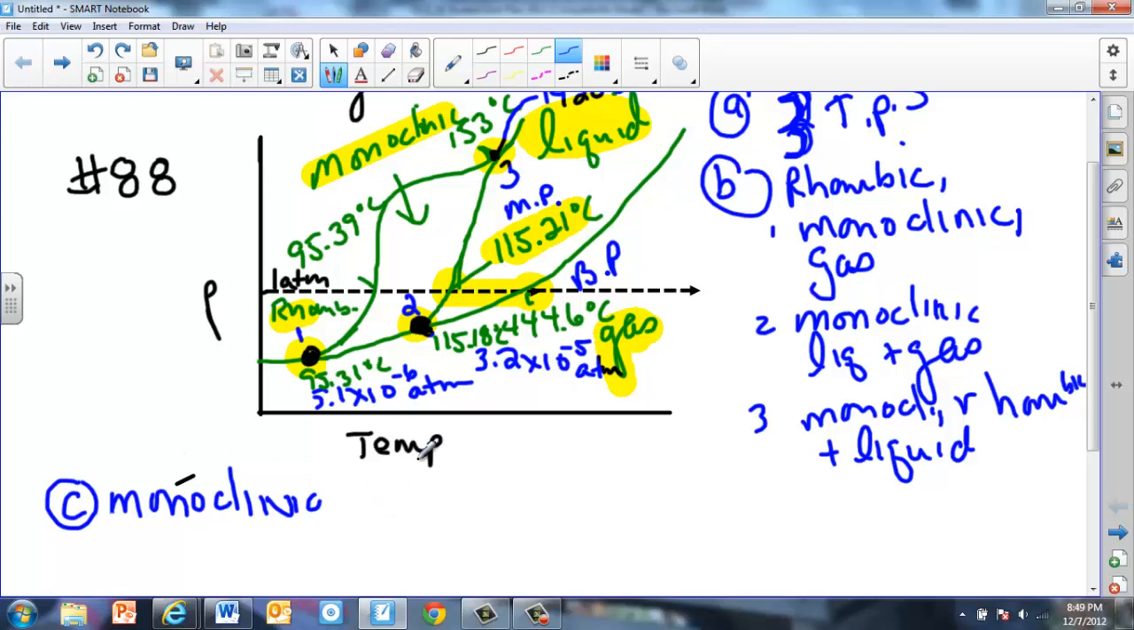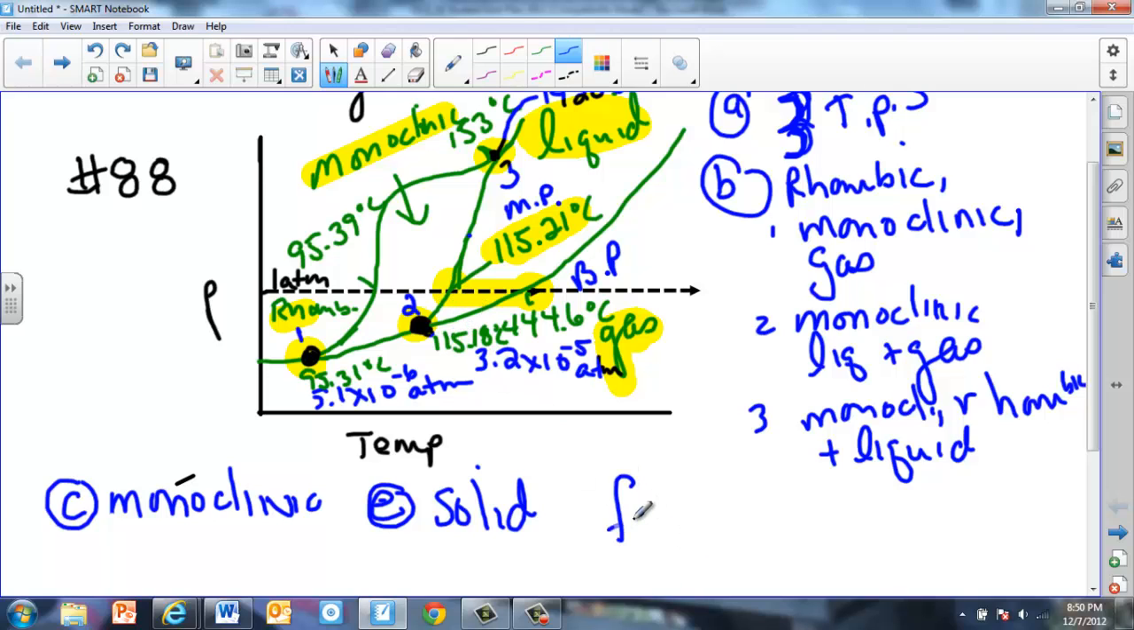And then for letter E, we want to know what is the densest phase. And remember, for these, typically whenever you have a positive slope between the solid to the liquid, that's a typical trend, meaning that the solid is going to be the densest phase. One of the only exceptions that has a negative slope is water, and that's because ice is less dense than liquid water. That's why it will float on top. But based on the fact that this has a positive slope, the solid is going to be more dense.